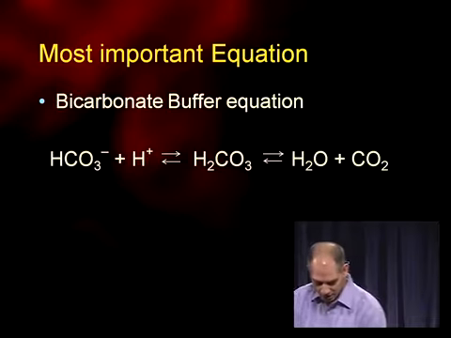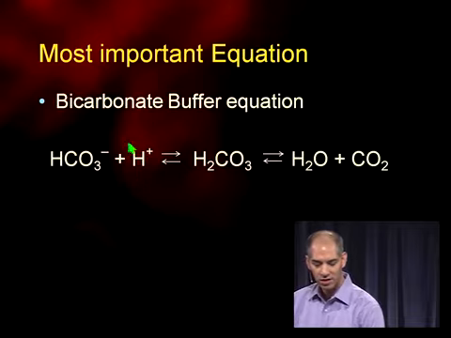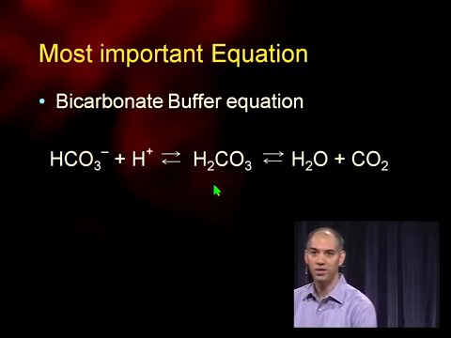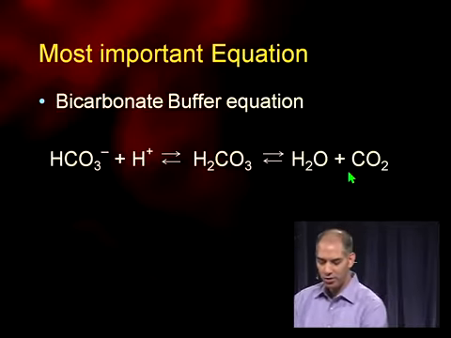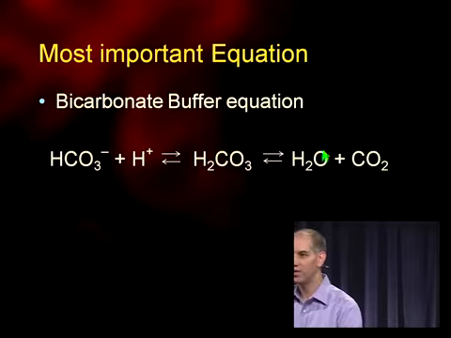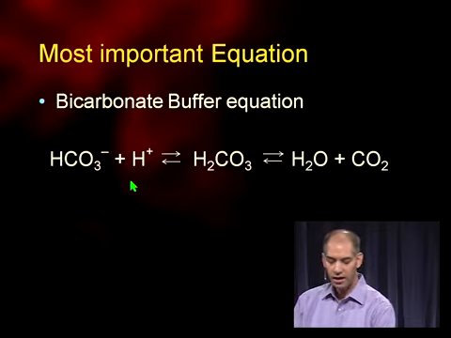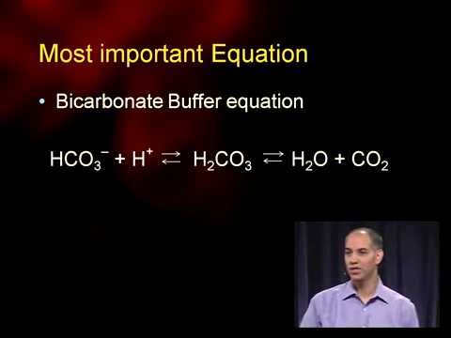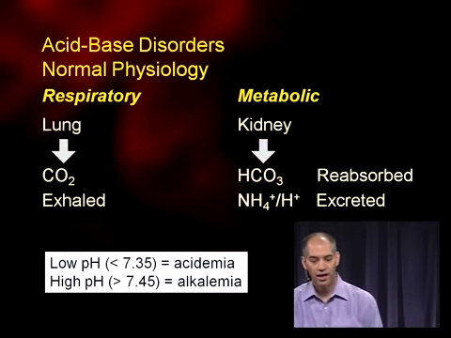You have bicarbonate plus hydrogen ions, and this is the acid over here, that through carbonic anhydrase can convert to H2CO3, which can then convert to H2O and CO2. And what that reminds you of is the balance between what the lung is doing in blowing off CO2 and what the kidney is doing with bicarbonate reabsorption and hydrogen excretion. And so the bicarbonate buffer equation reminds you that whatever your pH is really a balance between what your kidney is doing and what your lungs are doing.